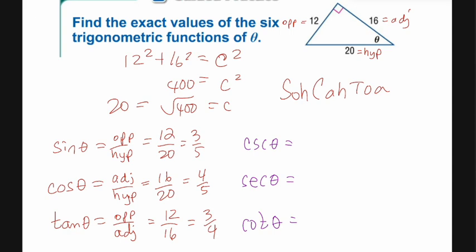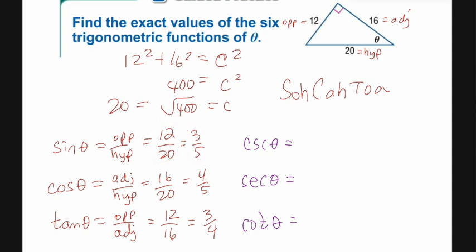You can write what they are. Cosecant is hypotenuse over opposite. Secant is hypotenuse over adjacent. Cotangent is adjacent over opposite. But just think, I know what their reciprocal is. I'm going to flip it over. If you flip over 12 over 20, you get 20 over 12. What does it reduce down to? 5 over 3.